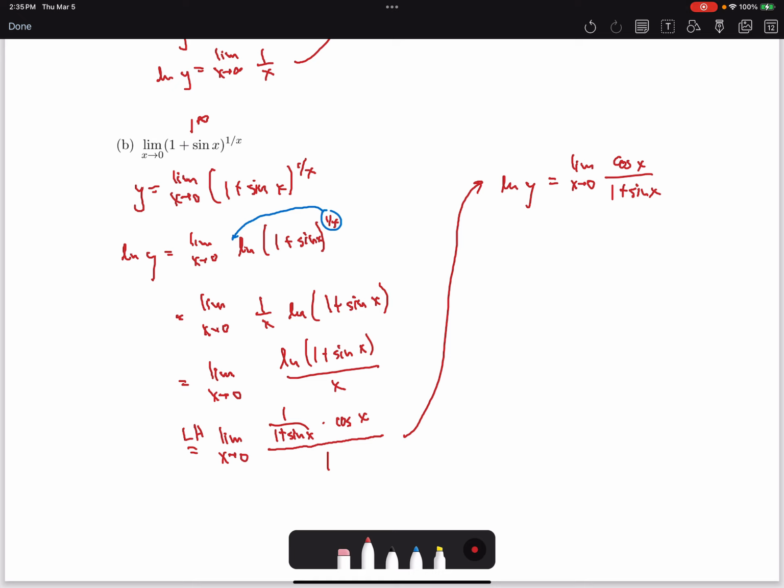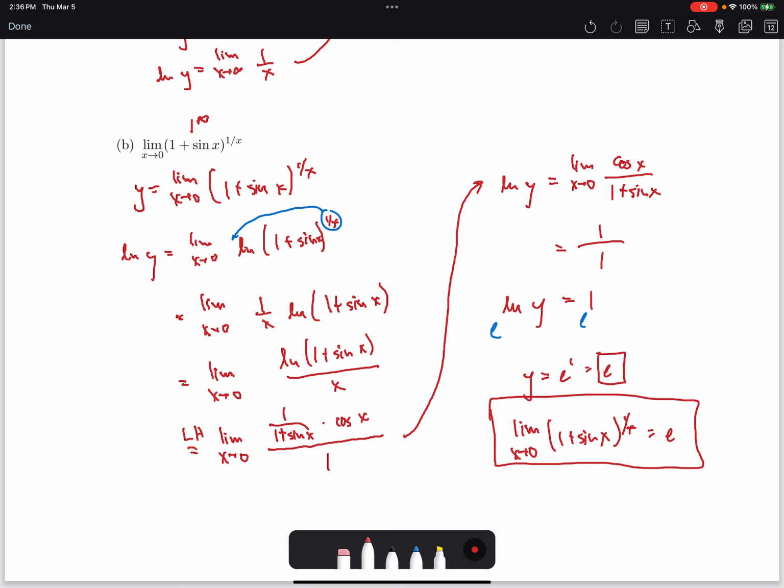Okay, so now if we let x go to 0, cosine x is just 1. Sine x is 0, but 0 plus 1 is just 1. Oh, so this is just 1, right? ln of y equals 1. So now, when we go to solve for y, we see that y equals e to the first power, which is, of course, just e. So, the limit as x approaches 0 of 1 plus sine x to the 1 over x equals e.